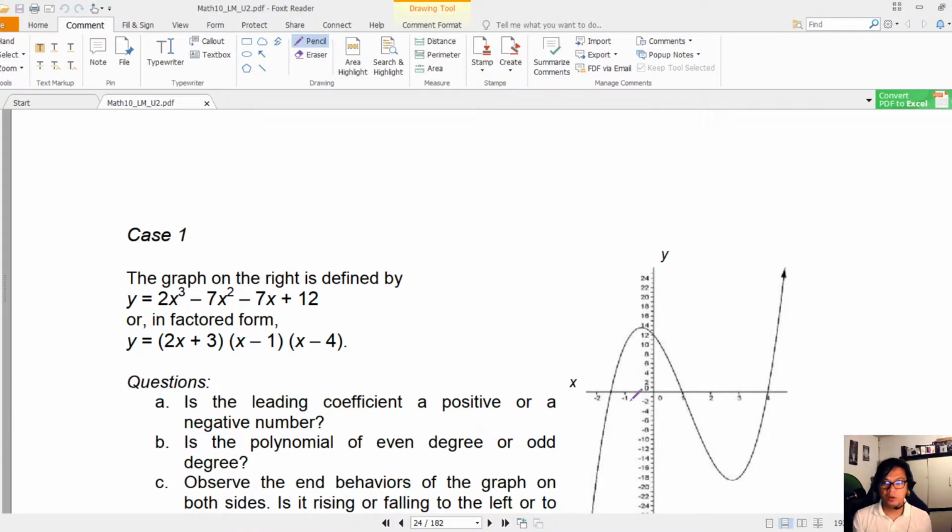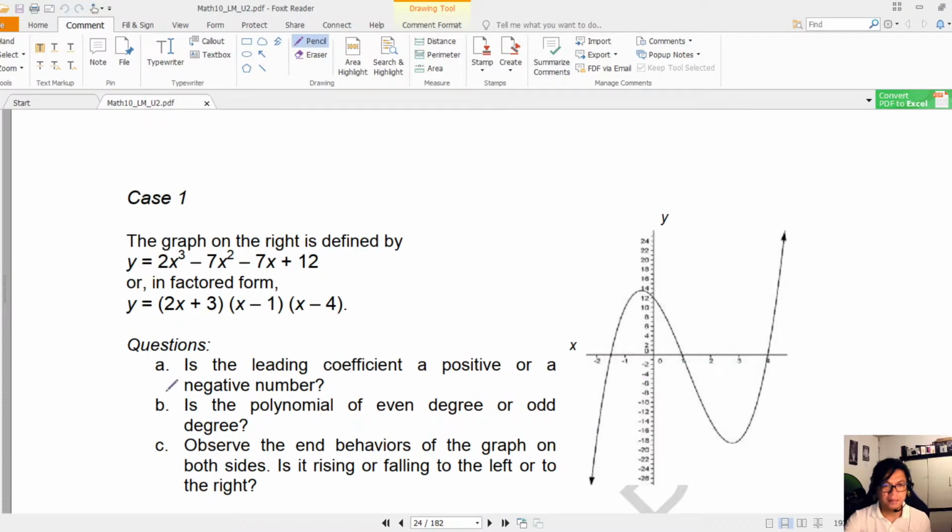This is what we call a leading coefficient test. So dito, sa test na ito, by simply looking at the given polynomial function, pwede natin masabi kung ano yung behavior ng endpoints ng graph, pati ano yung magiging possible sketch ng ating graph. So let's have 4 cases, starting with case 1.